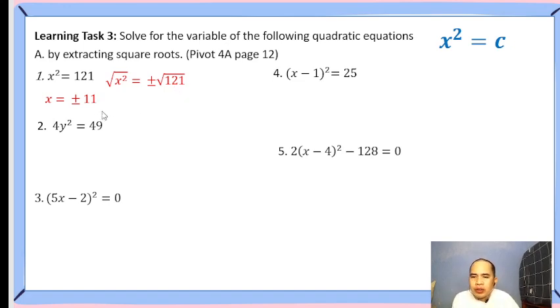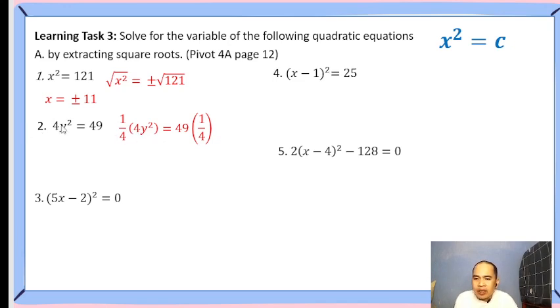Next, number 2, 4y squared equals to 49. So, merong numerical coefficient na 4 yung y natin dito. So, kailangan gawin nating 1 ang numerical coefficient ng y natin. So, para gawin yan, i-multiply lang natin sa kanyang reciprocal. Okay, or gagamit tayo ng MPE, multiplication property of equality. So, para maging 1 yan, i-multiply natin sa kanyang reciprocal.